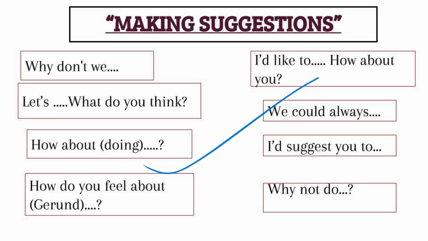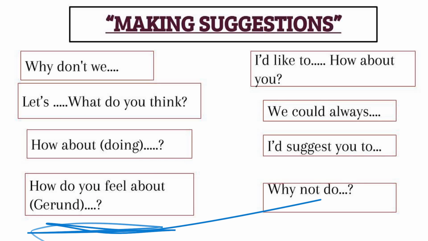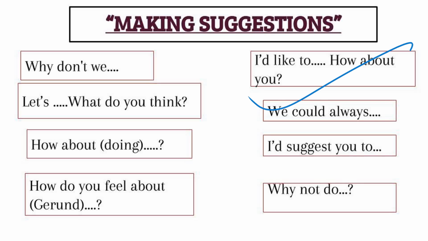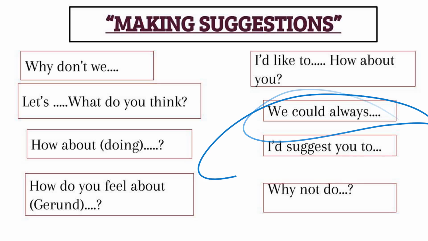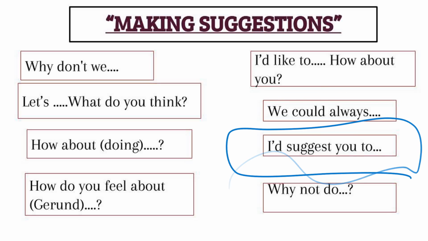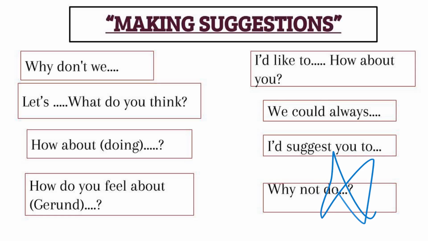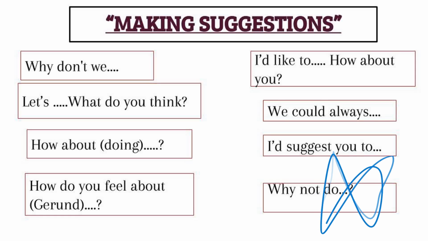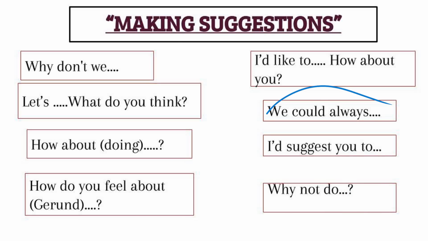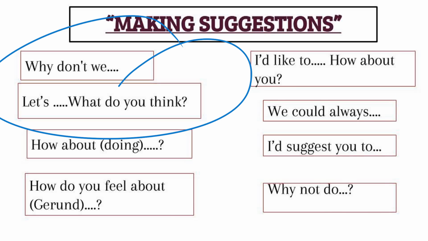It is always followed with the gerund. How do you feel about, again always followed with a gerund. How do you feel about going for a walk? I would like to go for a walk. How about you? We could always go for a walk. I suggest you go for a walk. Why not go for a walk? You do not include "do"; I've just included it as another word. So, why not go for a walk? Here you always use gerunds, but here you use the infinitive of the main verb. Okay, I hope it is clear.